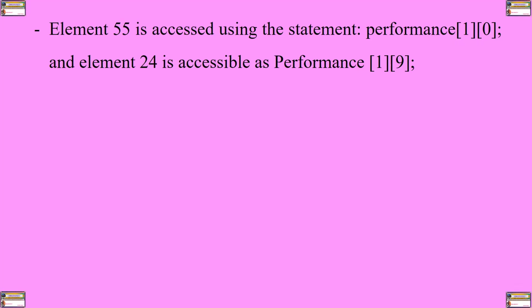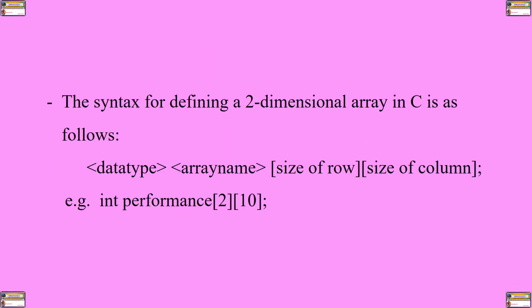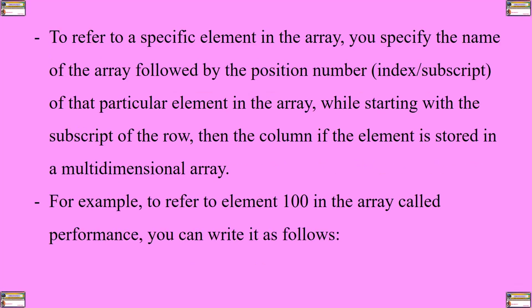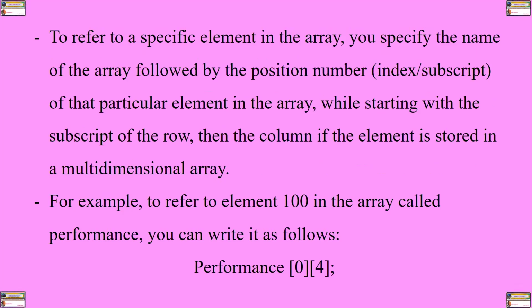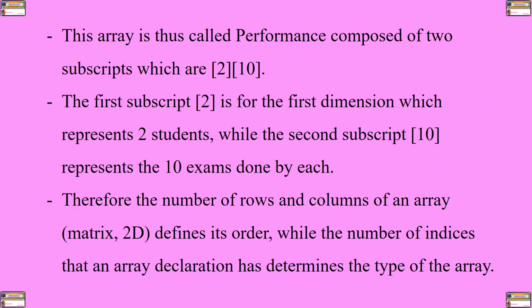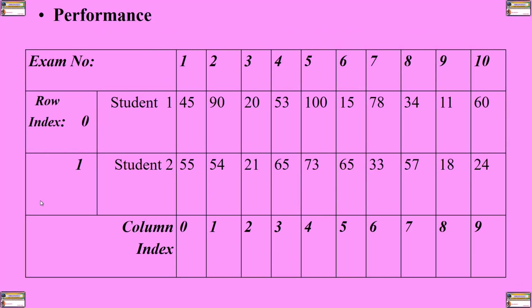And element 24 is accessible as performance, index number 1 for the row, then index number 9 for the column, meaning that 24 is found in the second row, but 10th column. Let's see if that is true. Remember, we are referring to 55 and the 24.